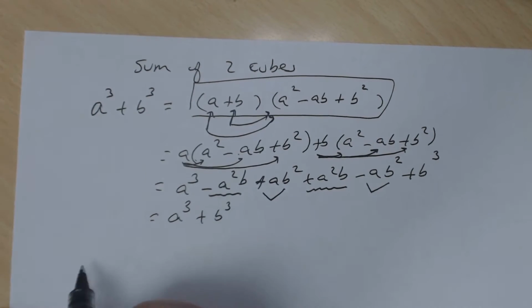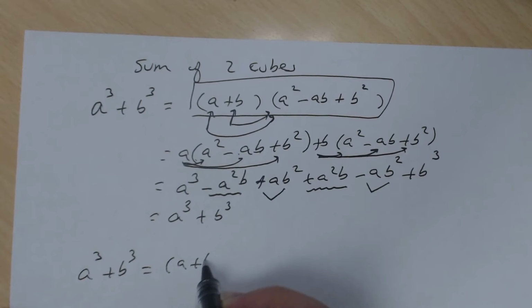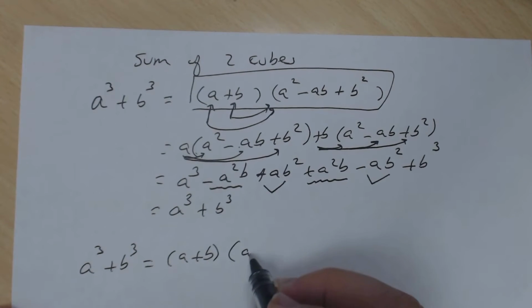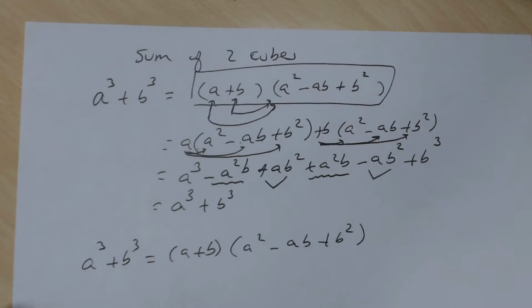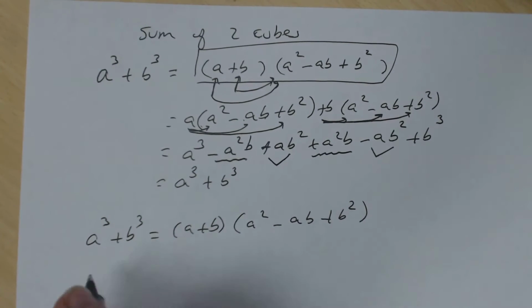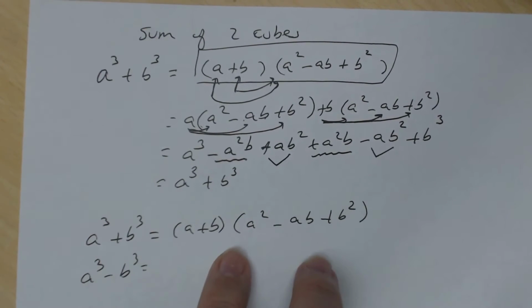Now, I'm going to just go ahead and rewrite this over. So a cubed plus b cubed is a plus b times a squared minus ab plus b squared. Now, I'm going to remind you what the difference of two cubes looks like in terms of factoring. So it's very similar to this.